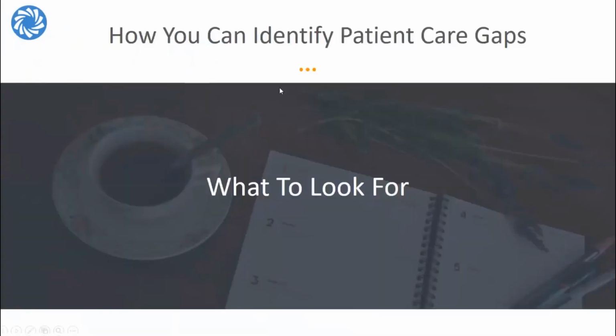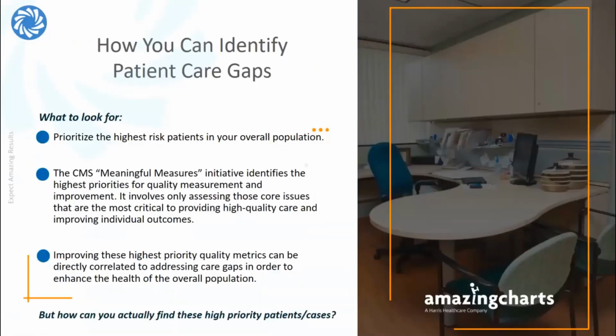So what to look for? Let's take a look at what you actually want to be looking for. You want to prioritize the highest risk patients in your overall population. You don't want to be looking at the patients where you only got 1, 2, or 3 of these things. You want to prioritize your higher risk patients. You want to be able to see that quickly.